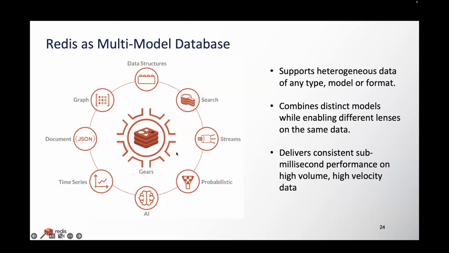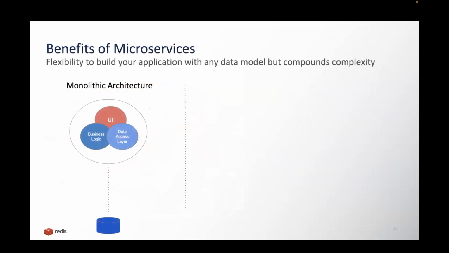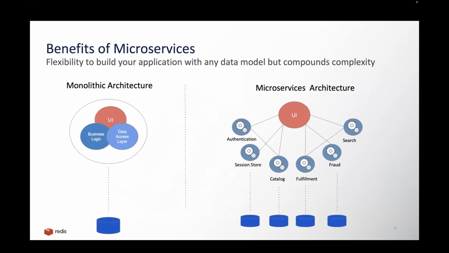We have time series and we have gears and other attributes like AI and probabilistic data structures, which allow you to do a lot of things inside Redis. And that's where microservices implementation today is a very classic example for all the model implementations that we do. You have different use cases to solve different data structuring, where the data modeling can be very different.